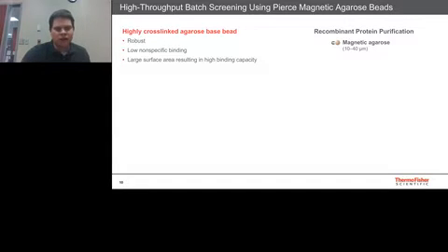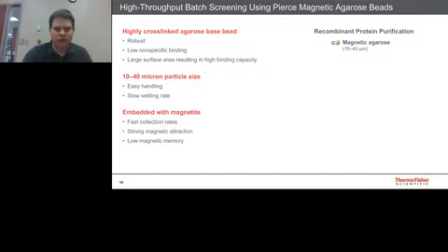Pierce magnetic agarose beads are highly cross-linked, providing a robust support with low nonspecific binding and a larger surface area than other polymer-based magnetic beads for a higher binding capacity. The beads, which are 10 to 40 microns in size, are easier to handle compared to other larger magnetic agarose beads and have a slower settling rate, which helps keep the beads suspended while batch binding your protein of interest. The beads are embedded with magnetite, resulting in fast collection and strong magnetic attraction.